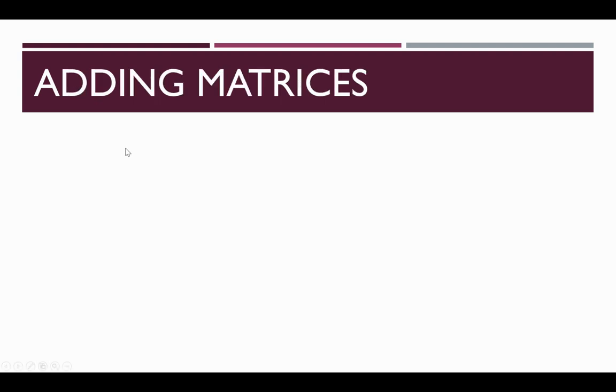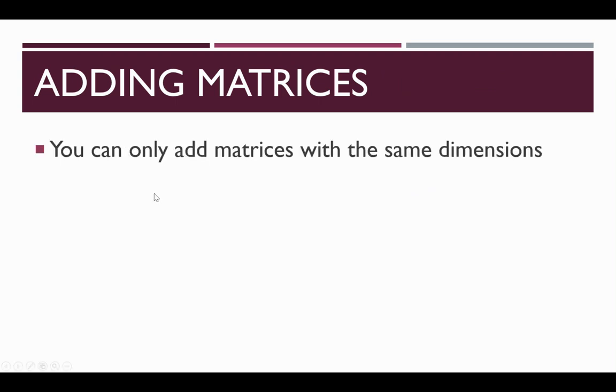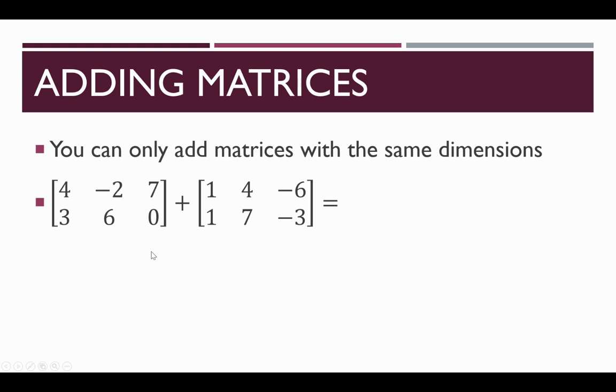Now, when we talk about adding matrices, there are some simple rules here. You can only add matrices with the same dimension. So they have to be like 2 by 3 or 4 by 5 or whatever the case may be. So here we see again, rows and columns, a 2 by 3, 2 rows, 3 columns, plus another 2 by 3. So with these two matrices, we can actually add them up.